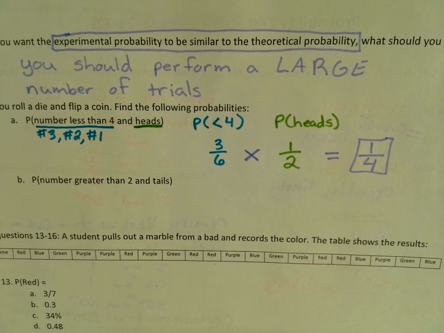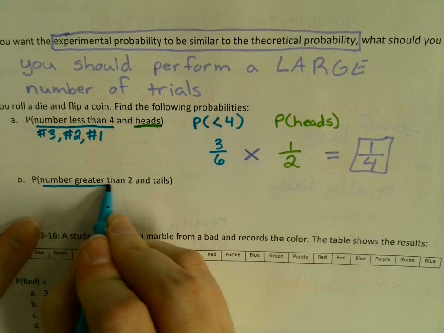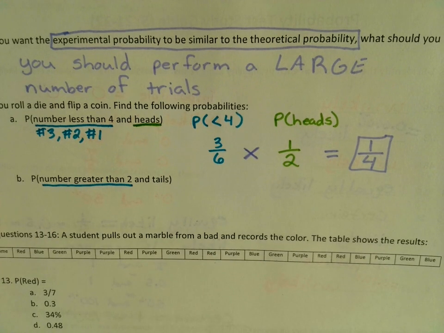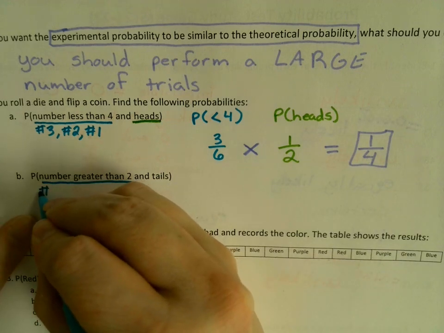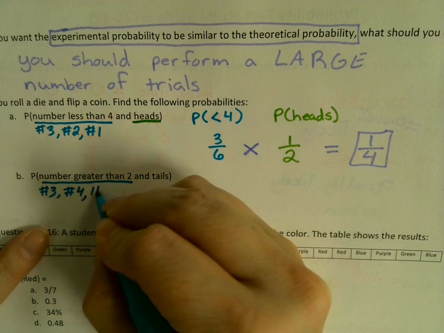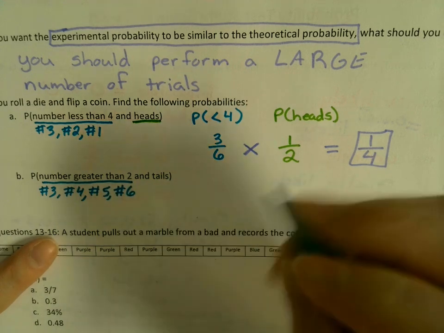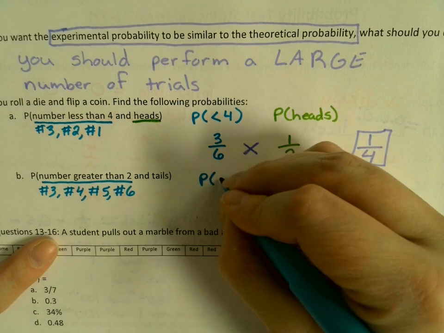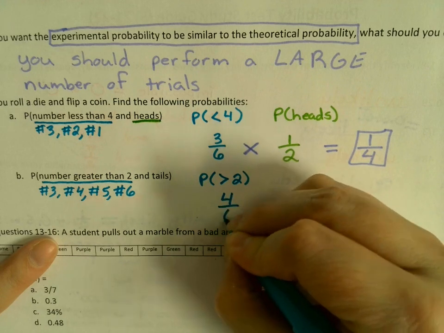Okay, let's do the same thing again here. This time we want a number greater than 2. What numbers are greater than 2? 3, 4, 5, 6. How many numbers is that? 4 numbers. So that means the probability is going to be 4 out of 6. Getting the probability of greater than 2 is going to be 4 out of 6.